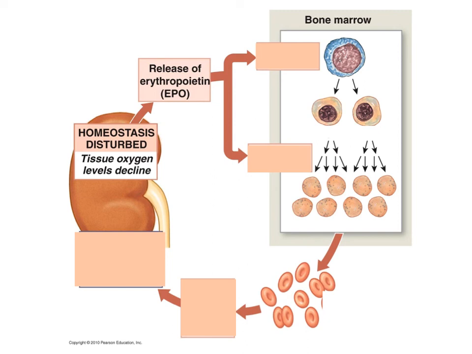This hormone travels to the bone marrow, and it causes an increased mitotic or cell division rate in the bone marrow, and it also accelerates maturation. The mitosis rate is increased within the stem cells in the bone marrow. Remember, those are undifferentiated cells that are present. So they divide and mature.